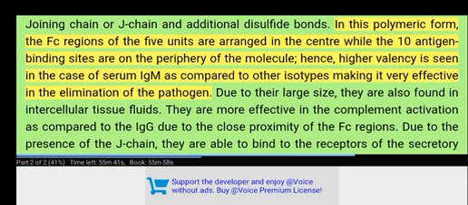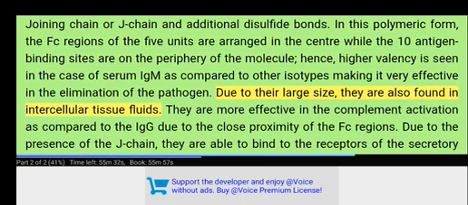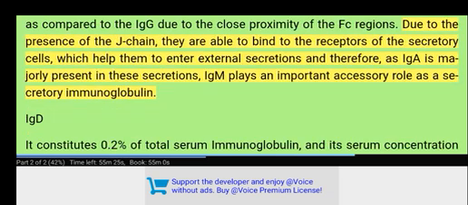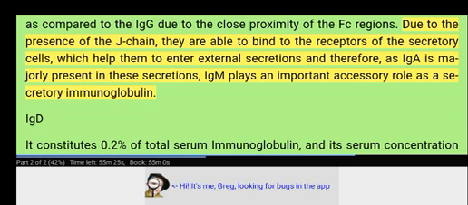Hence, higher valency is seen in the case of serum IgM as compared to other isotypes, making it very effective in the elimination of the pathogen. Due to their large size, they are also found in intercellular tissue fluids. They are more effective in complement activation as compared to IgG due to the close proximity of the Fc regions. Due to the presence of the J chain, they are able to bind to the receptors of the secretory cells, which help them to enter external secretions and therefore, as IgA is majorly present in these secretions, IgM plays an important accessory role as a secretory immunoglobulin.